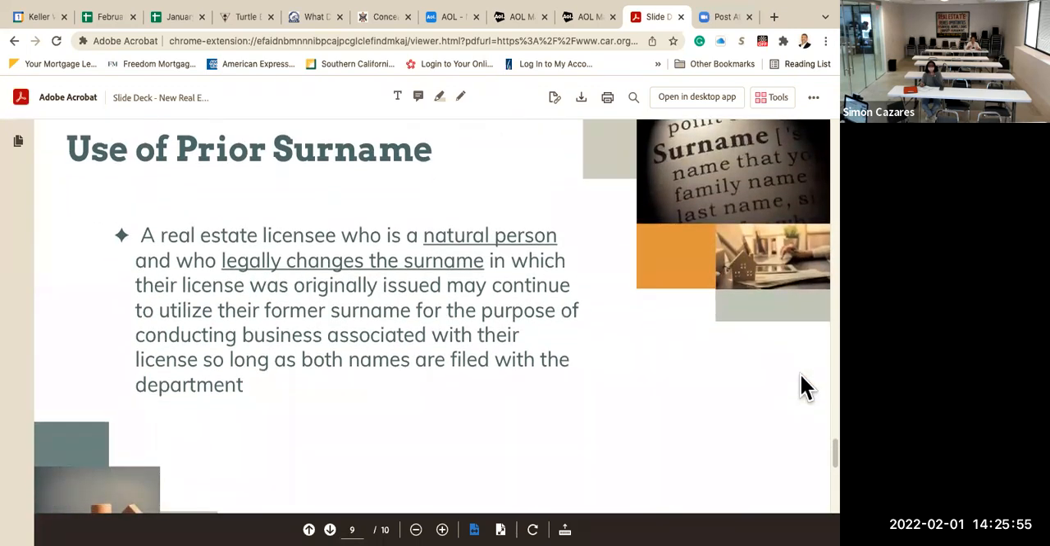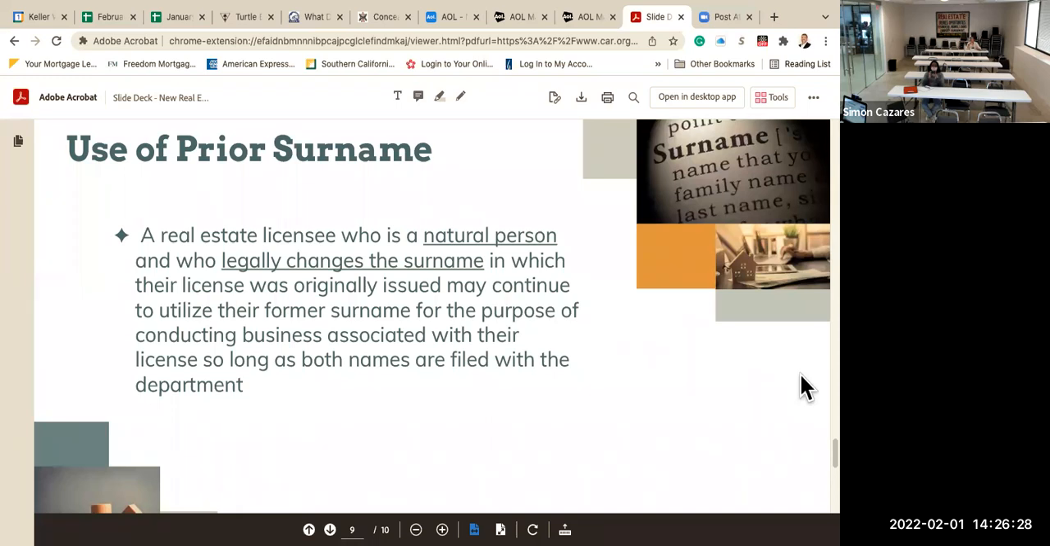Some of the new laws and changes for 2022 is the use of prior surnames. A real estate licensee who is a natural person and who legally changed their surname from the one under which their license was originally issued may continue to utilize their former surname for the purpose of conducting business associated with their license, as long as both names are filed with the Department of Real Estate.